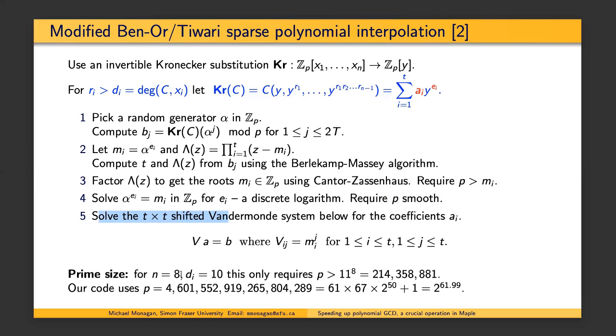And how does this work out? For the same experiment as before, where we had 8 variables and all of the degrees of the variables were 10, the prime needs to be bigger than 11 to the 8th, which is a much smaller size. And I've just got a little note down here that our actual code is using 62-bit primes. This is the first prime that it tries. It's a 62-bit prime. It's a smooth prime. The factorization of p is 61 times 67 times 2 to the 50 plus 1. So that's what we do.